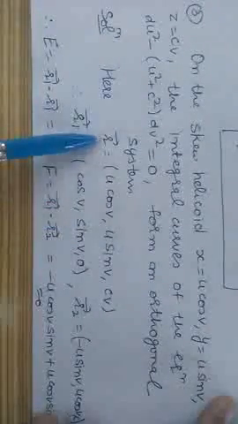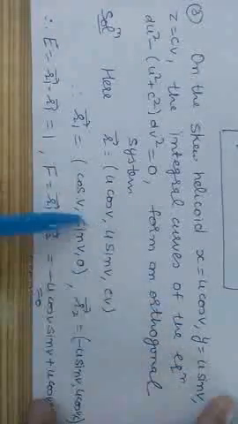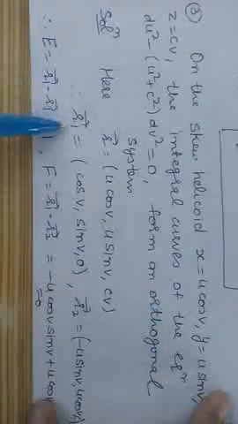Now because the position vector of any point on the surface is given by the coordinates u cos v, u sin v and cv, let us find their partial derivatives with respect to the parameters u and v respectively.